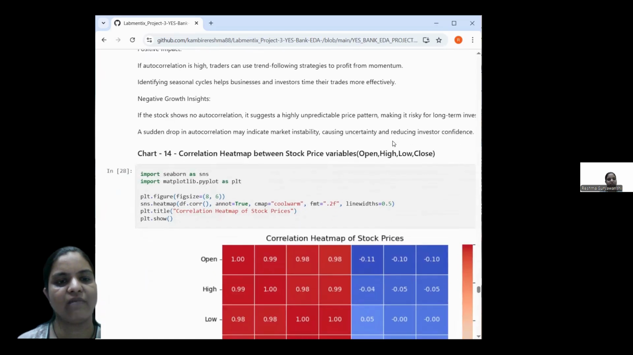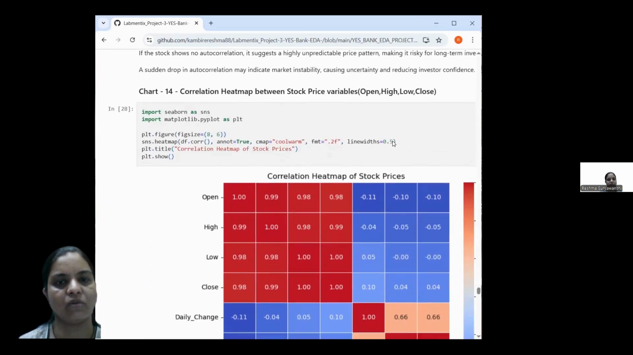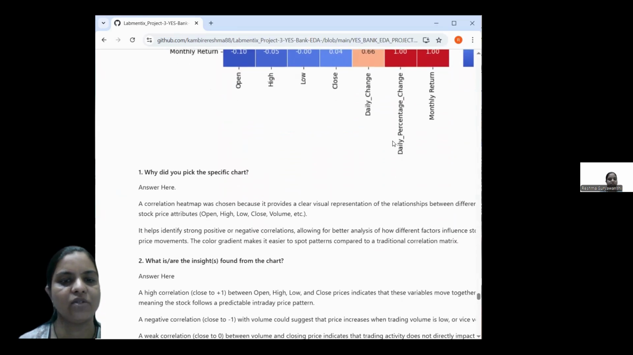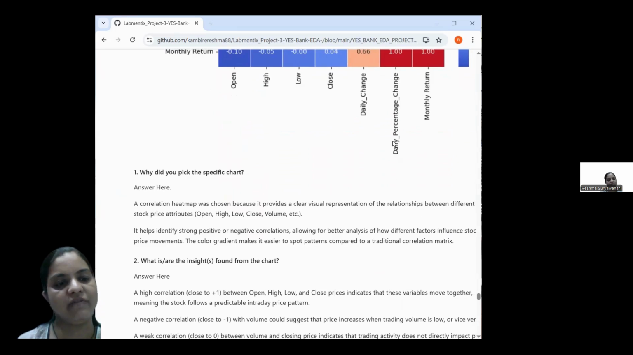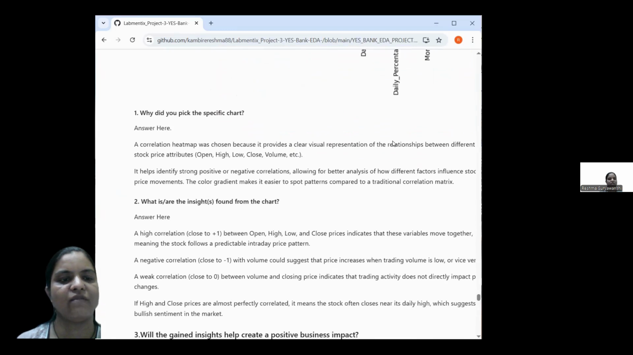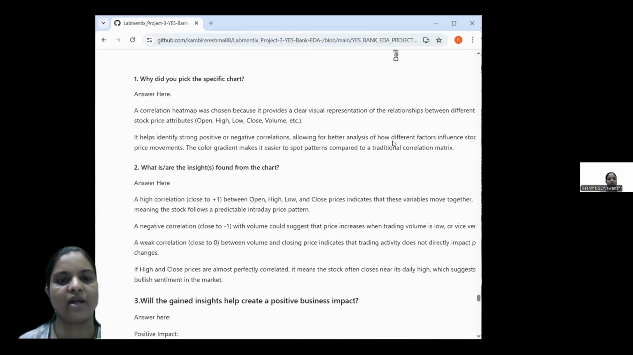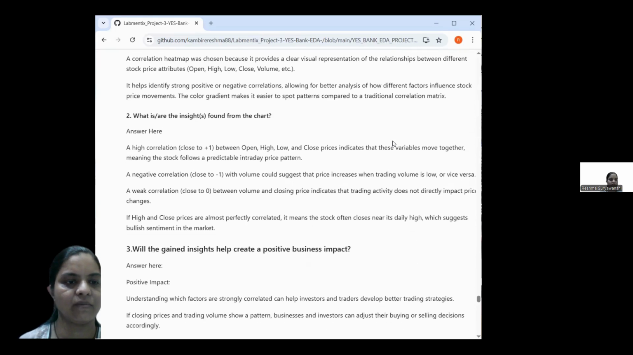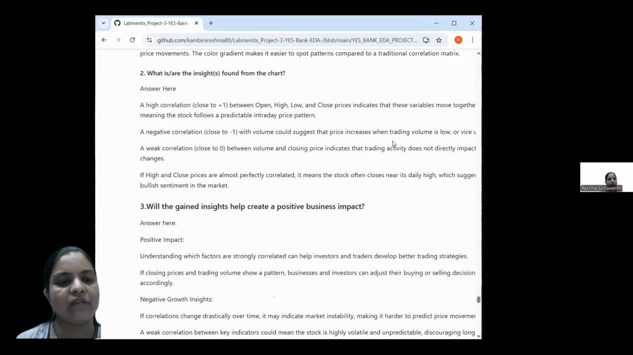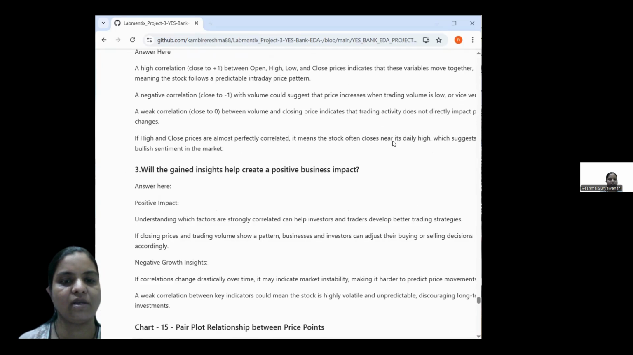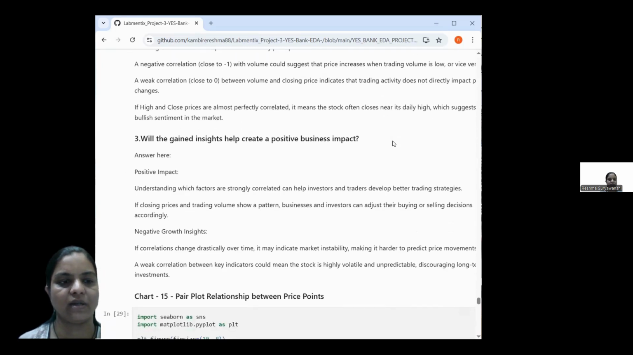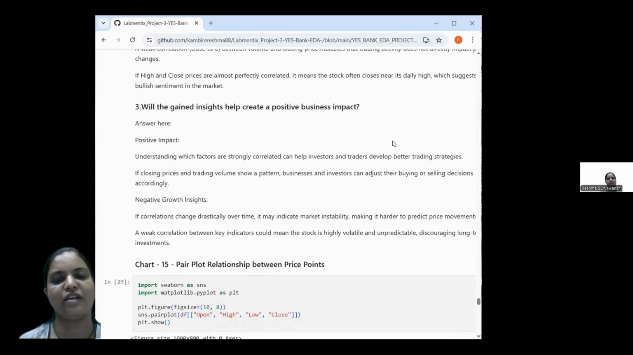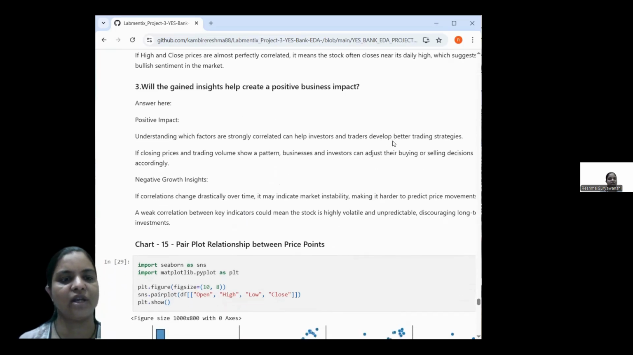Next is correlation heat map between stock price variables: open, high, low, close, where a correlation heat map was chosen because it provides a clear visual representation of the relationship between different stock price attributes. It helps identify strong positive or negative correlation, allowing for better analysis of how different factors influence stock price movement, where understanding which factors are strongly correlated can help investors and traders develop better trading strategies. If closing price and trading volume show a pattern, businesses and investors can adjust their buying or selling decisions accordingly.